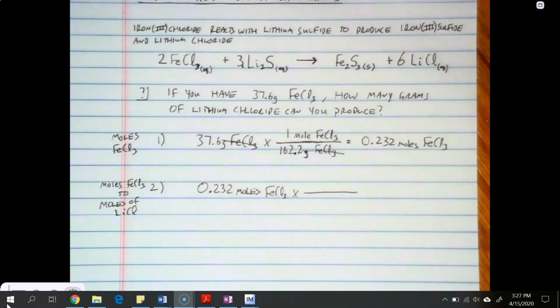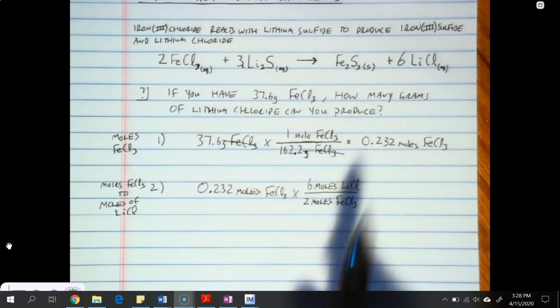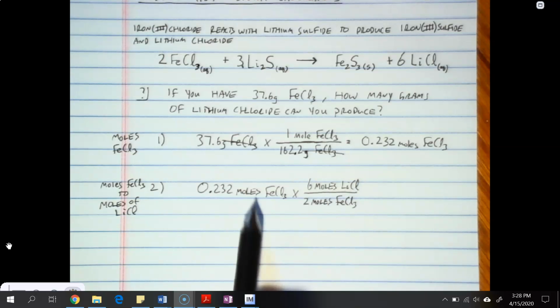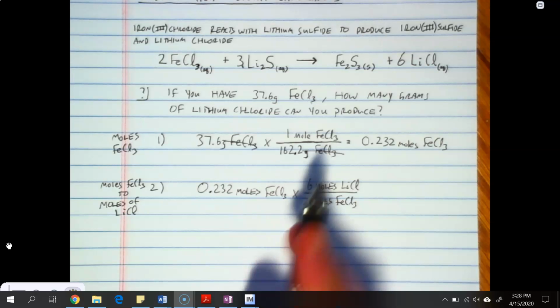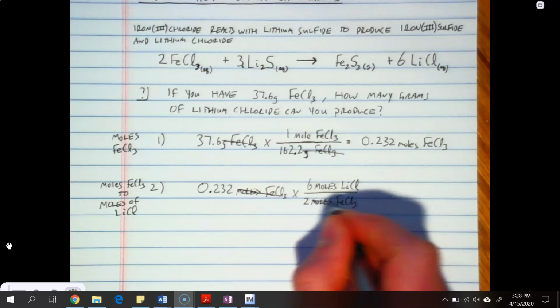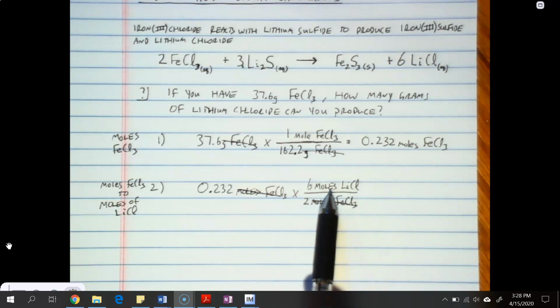So why don't you pause the video for a second and figure out the mole to mole ratio between FeCl3 and LiCl and figure out which number goes on which side of the fraction. Okay, hopefully you found out that that ratio was a 6:2 ratio, or like a 3:1 ratio. And we put our moles of FeCl3 on the bottom of our fraction because we want to cancel moles of FeCl3 on the top for that number. All right, so what I'll be left with here when I do my math is moles of LiCl. All right, so again, with your calculator, let's do this calculation. So why don't you pause the video and we'll actually do the calculation.